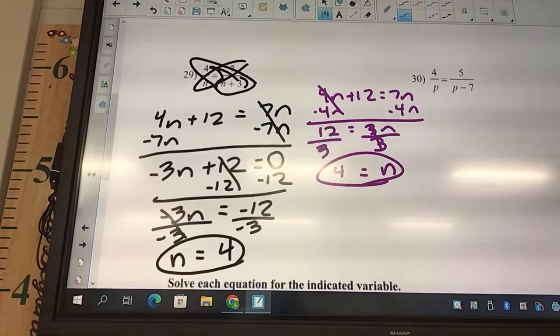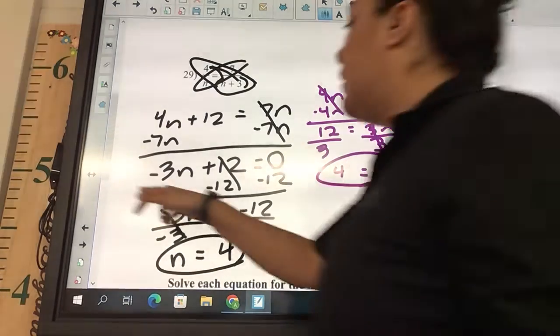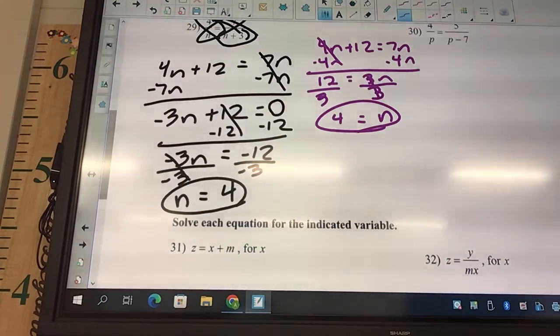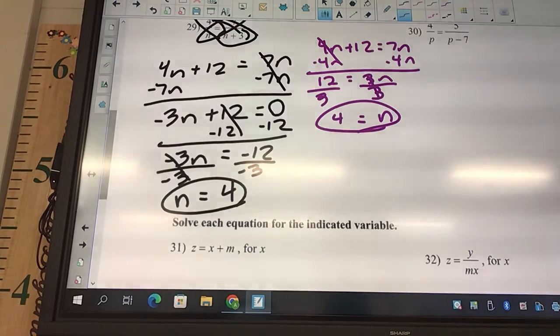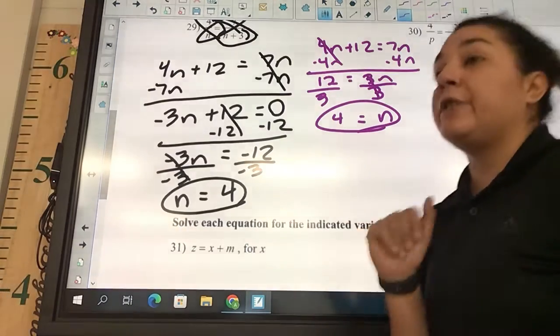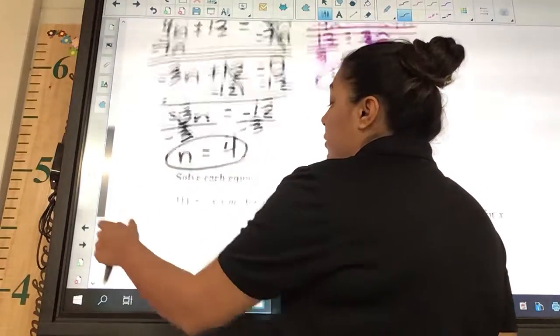The last section on here is called literal equations, and that's where we're just solving for the indicated variable. What does the indicated variable mean? Yeah, it's x. How do you know it's x? It says solve for x, essentially. So that's the indicated variable. They're indicating for you. They could have said solve for m, because there's an m up here. They could have said solve for z. There's a z up there. So they're telling you what letter to solve for.